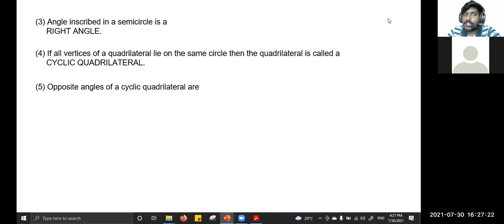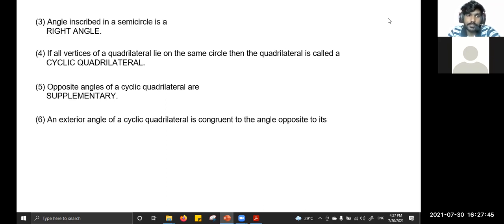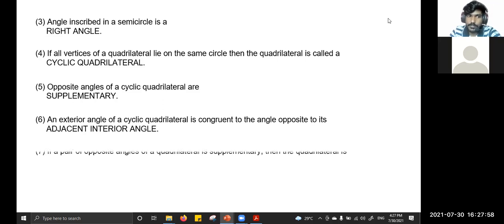And then another theorem which we did: opposite angles of a cyclic quadrilateral. Are they congruent? No, not congruent. If you add opposite angles, you should get 180, so that is called supplementary. Opposite angles of a cyclic quadrilateral are supplementary. This is a theorem. And then this result: an exterior angle of a cyclic quadrilateral is congruent to the angle opposite to its adjacent interior angle. Okay, this was a result.